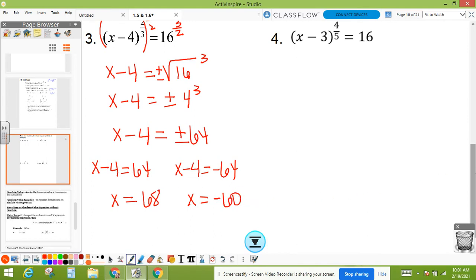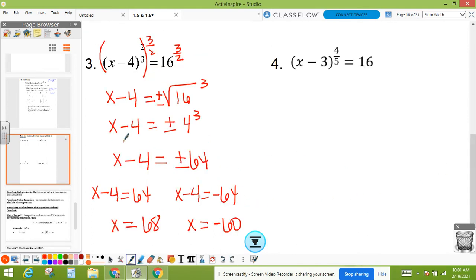All right, so again, we're going to plug in those answers. If I do 68 minus 4, that's 64. So 64 raised to the 2/3 power is 16. Check, that works. If I do negative 60 minus 4, I get negative 64. If I raise that to the 2/3 power, I also get 16. So both of those work.